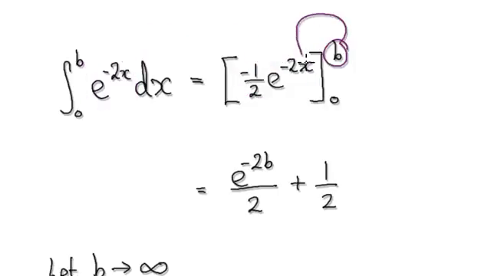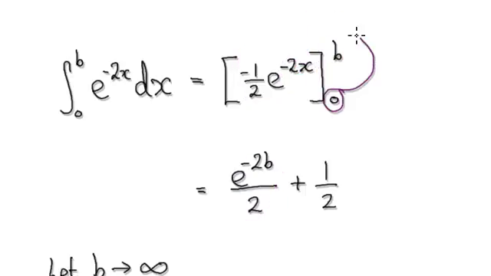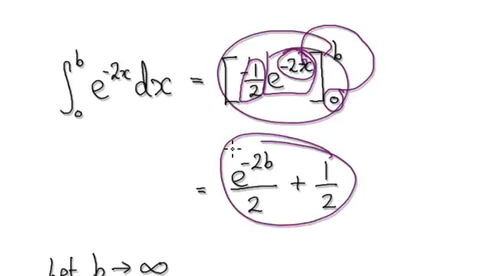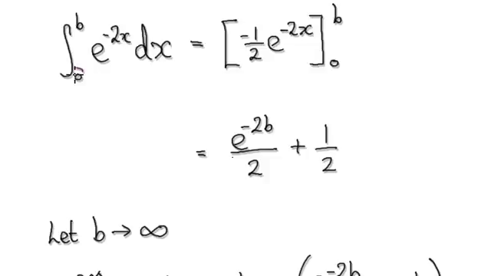So then we will need to put b into here. That will become negative 2b, and then this whole thing becomes this. Then we need to put 0 into here. So negative 2 times 0 will be 0. E to the power of 0 is 1. 1 times this thing will be a half. So now, when you integrate it from 0 to b, it gives you this.